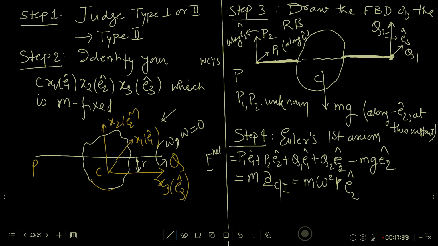This gives me three equations. What are those three equations? The three equations are P1 plus Q1 is 0. Let me call it equation number 1. The second equation is P2 plus Q2 equals mg plus m omega square r. Mind you, this r and this r, they are same. I don't do it intentionally, but I end up writing both types of r in the same problem.